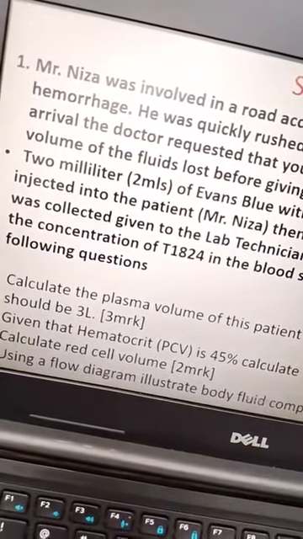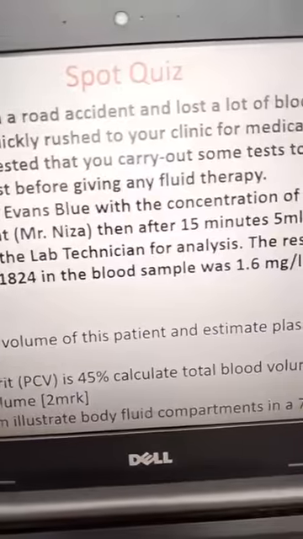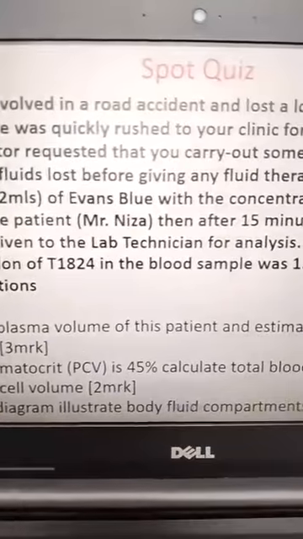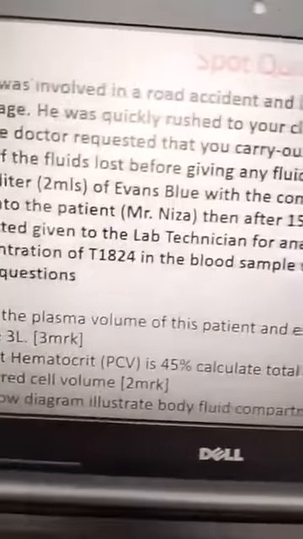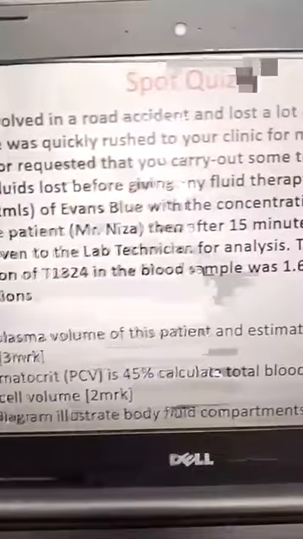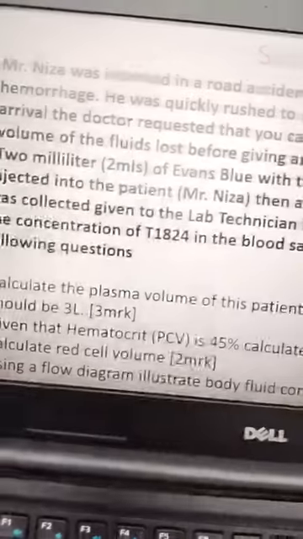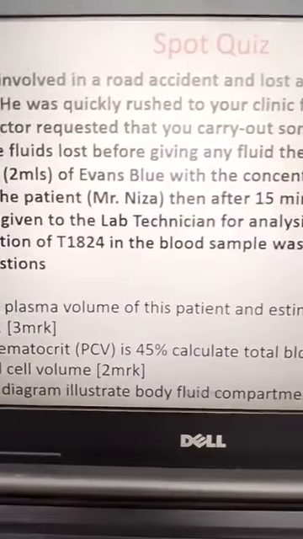The question says that Mr. Niza was involved in a road accident and lost a lot of blood due to hemorrhage. He was quickly rushed to your clinic for medical attention. Upon arrival, the doctor requested that you carry out some tests to estimate the volume of the fluids lost before giving any fluid therapy.